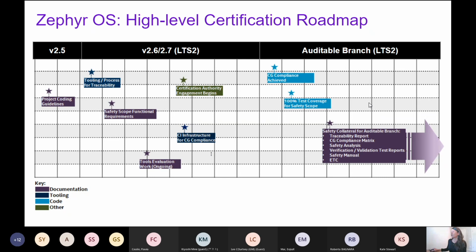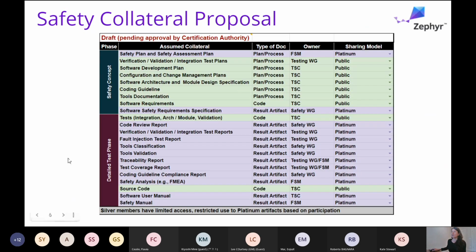And then, of course, there's a whole lot of other safety collateral that comes with safety certification. Some of that's noted here. We have a tentative list here, and this is not meant to be read through each thing. It's just to show that we are being thoughtful of what's anticipated for all of the artifacts we'll have to submit for certification. This is, of course, pending the actual engagement with the certification company and what we agree upon and what they think is necessary for Zephyr certification.